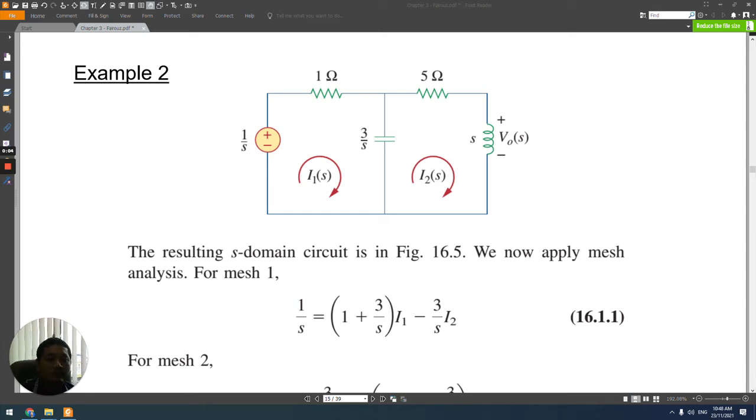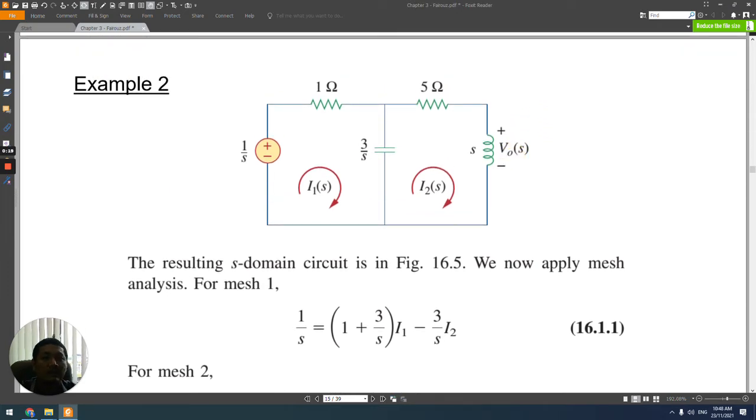Okay, in this video we will look at an example in which we have an RLC circuit. Here we want to determine the value of V out. We want to find V out of the circuit, which is the voltage across the inductor.